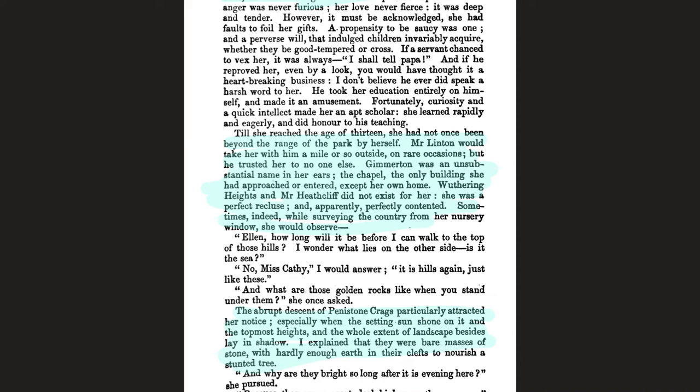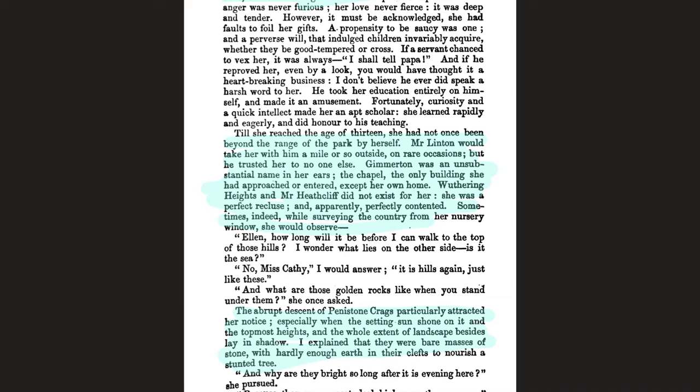So we have Mr. Linton would take her with him also outside on rare occasions, but he trusted her to no one else. Gimmerton was an unsubstantial name in her ears, the chapel, the only building she had approached or entered except her own home. So we've said before that the novel is very much like a bubble universe, and for young Catherine, Cathy Mark II here, it's even more of a bubble universe.